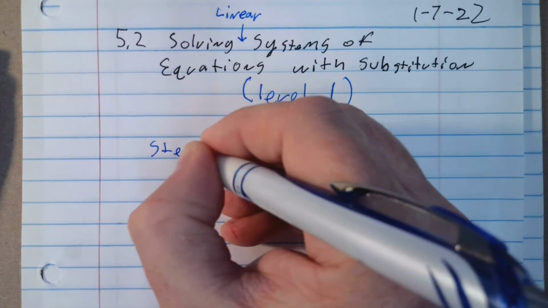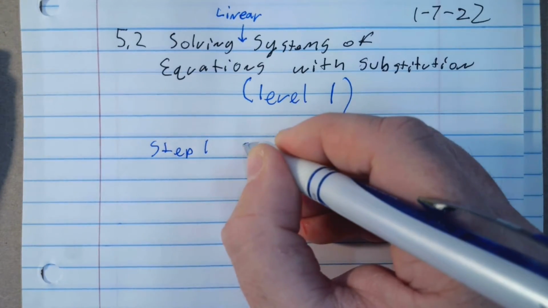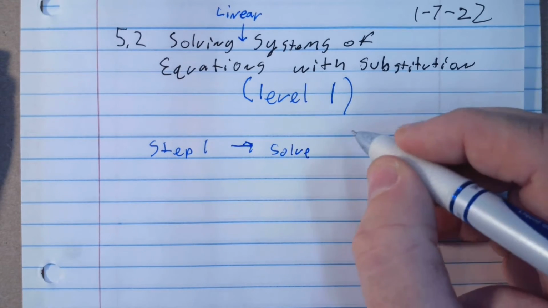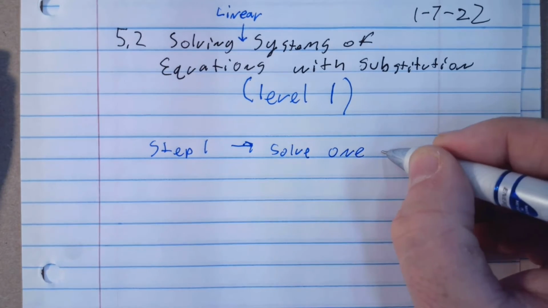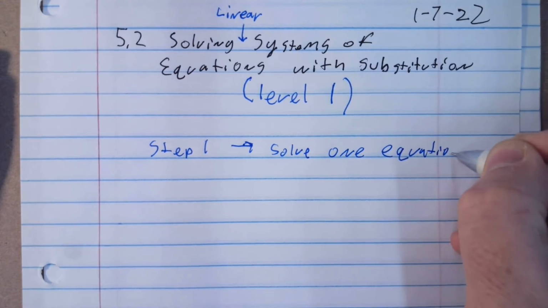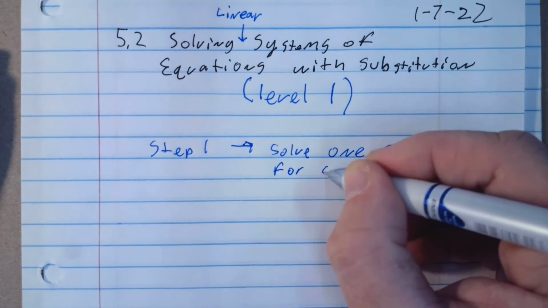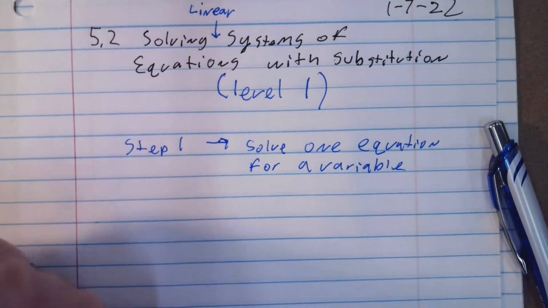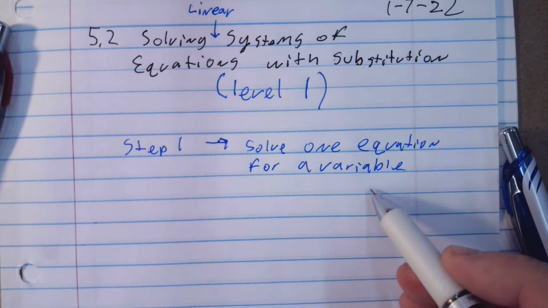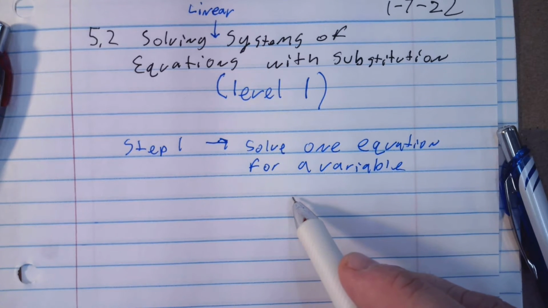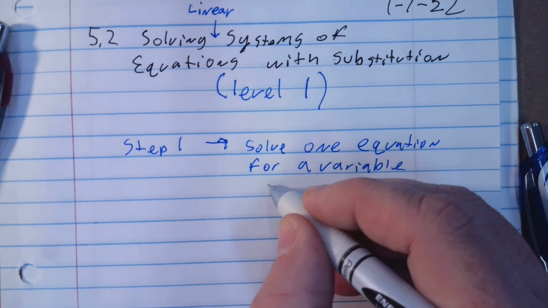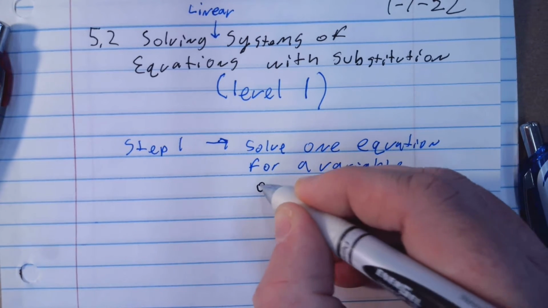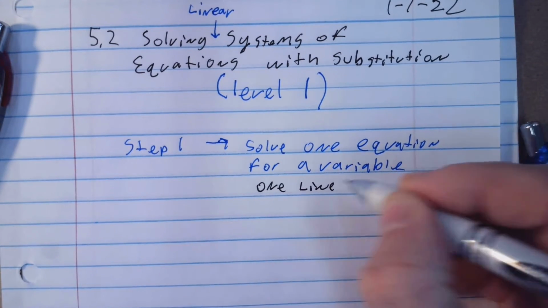Okay, so step 1. Step 1, we're going to solve one equation for a variable. Okay, so I'm going to write that. We're going to solve one equation for a variable. It technically can be any variable you want, but basically what you really want, this translates to you want usually, not always, but usually one line in slope-intercept form.